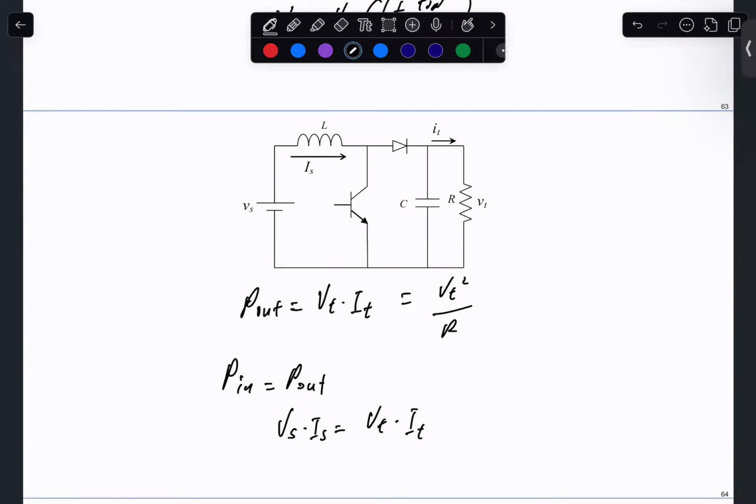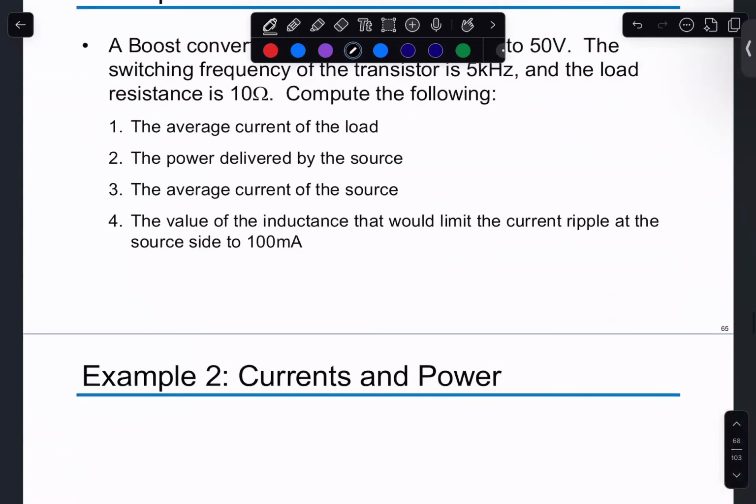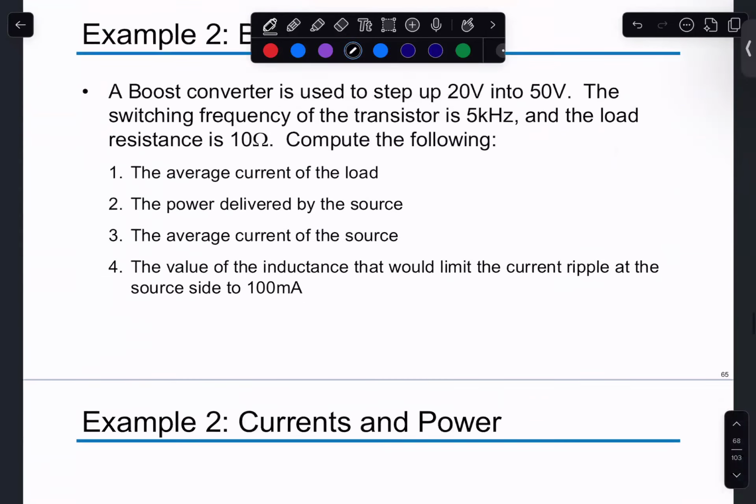Right. So let's do an exercise. Let's say we have a boost converter used to step up 20 volts to 50 volts, switching at 5 kilohertz, with a load of 10 ohms. We want to find the average current of the load, the average power delivered by the source, and the average current of the source. The last question is how big the current ripple is. So let's do the first three, then we'll say more about that.